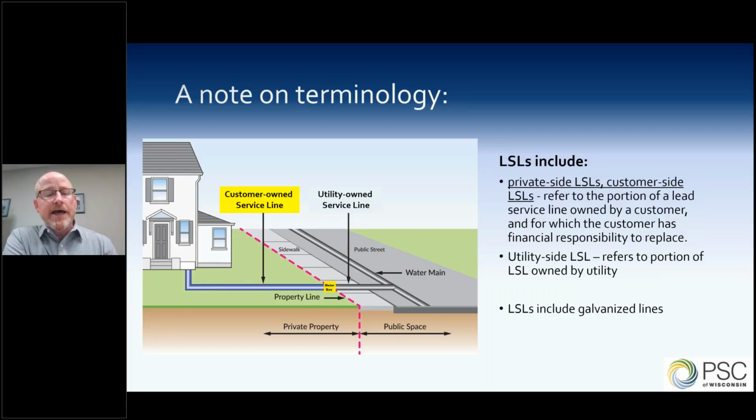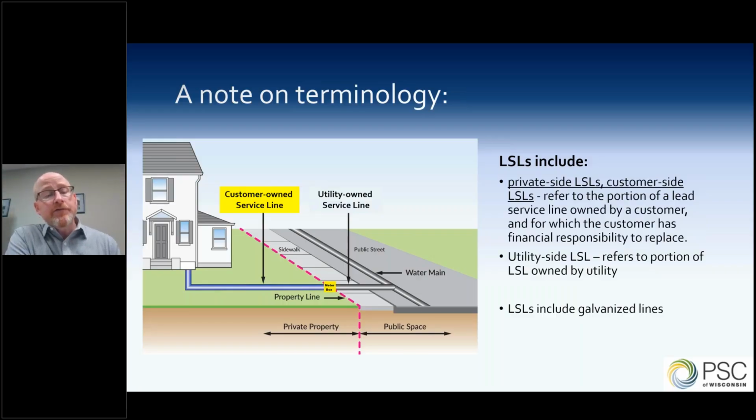Everything, you can see the dashed red line that goes along the sidewalk in this graphic. Everything on the right we consider, or the industry considers, to be utility-owned infrastructure. That would be the water main, that would be a portion of the service line that extends towards the house up into the curb stop.